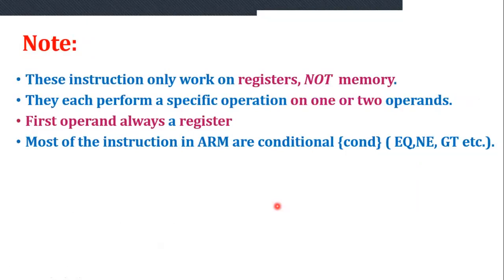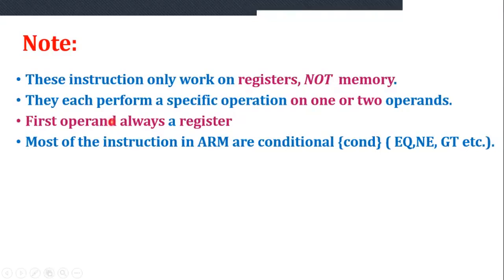Next, before going to the instructions, these instructions only work on registers, not on memory. If you want to perform any operation, it is possible with the help of registers only. It is not possible with respect to memory. If you want to store or retrieve data, you can use register to memory, but memory to memory operations are not possible directly.